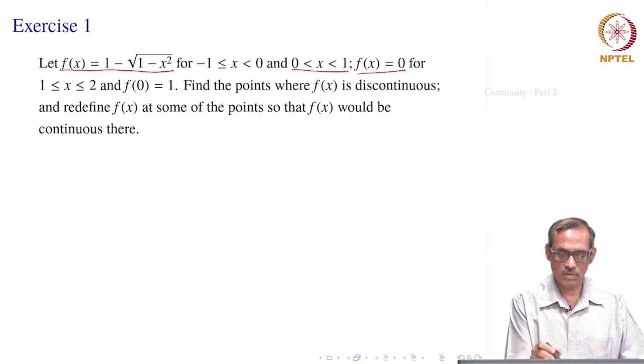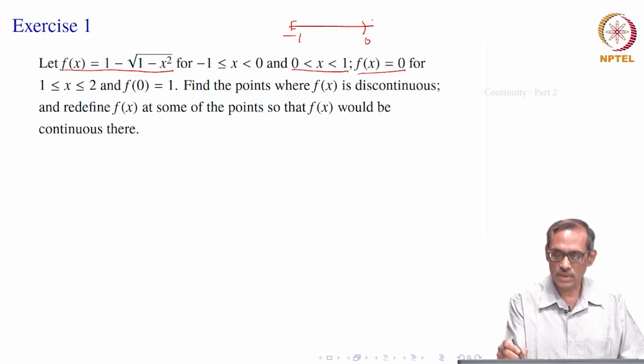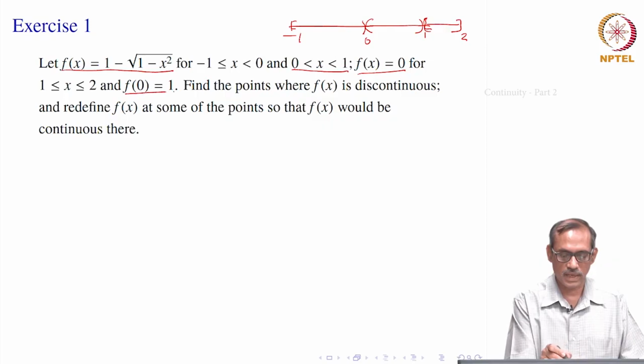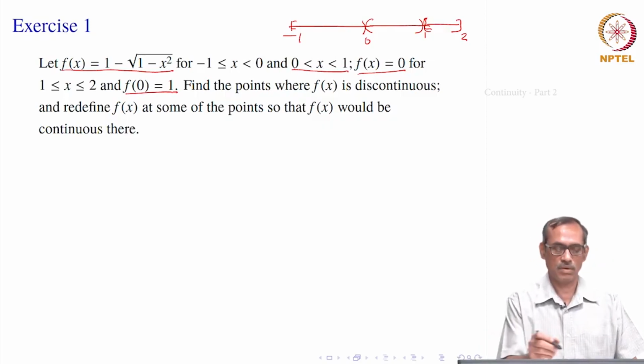Okay. So, we have now 3 kinds of things, minus 1 to 0, then we have 0 to 1, and then from 1 to 2. So, all that we have left is f of 0. So, f of 0 is defined separately as 1. That is how it is defined.